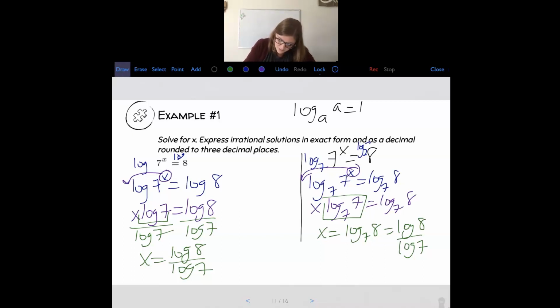1.06862... and this is asking us to round to 3 decimal places. So we go 1, 2, 3. So we're rounding the 8. We look next door. Since the number next to it is 5 or bigger, we have 1.069. Okay, and that's 1, 2, 3 decimal places.